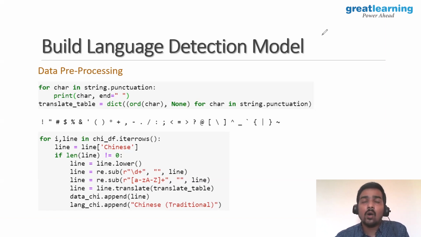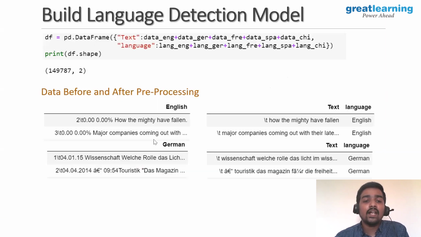We have seen how the raw data looks. Now we need to see, after pre-processing, if the data is clean and good to go, or if we need to do some more pre-processing. So let's go with that. Let's see how the data has been transformed. If you see this, the data has been transformed.